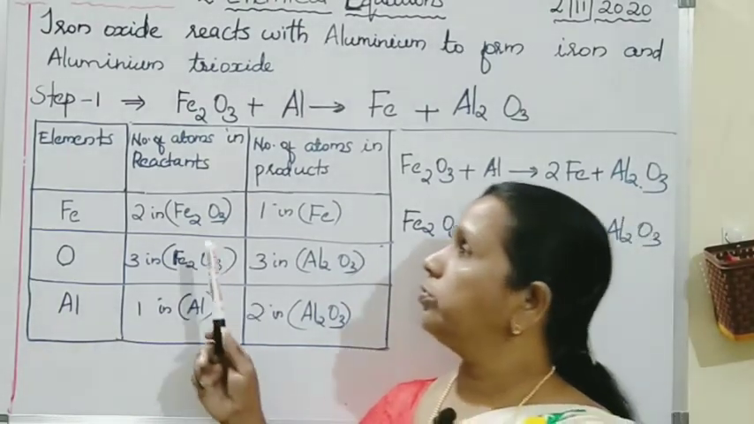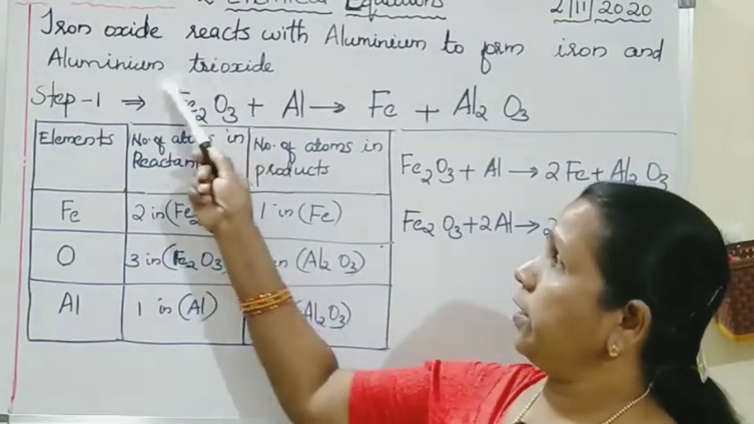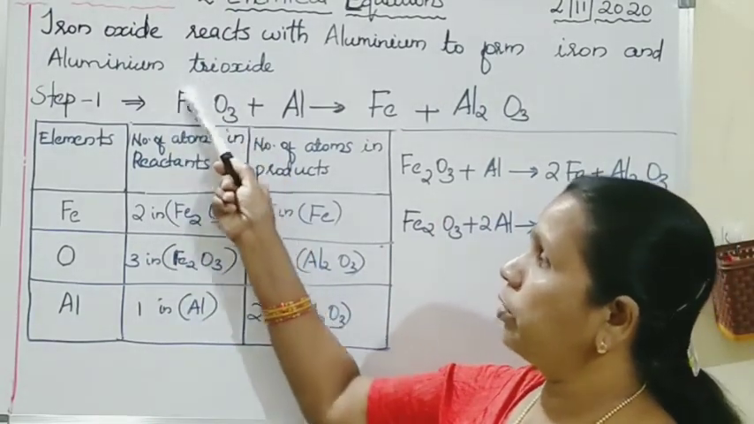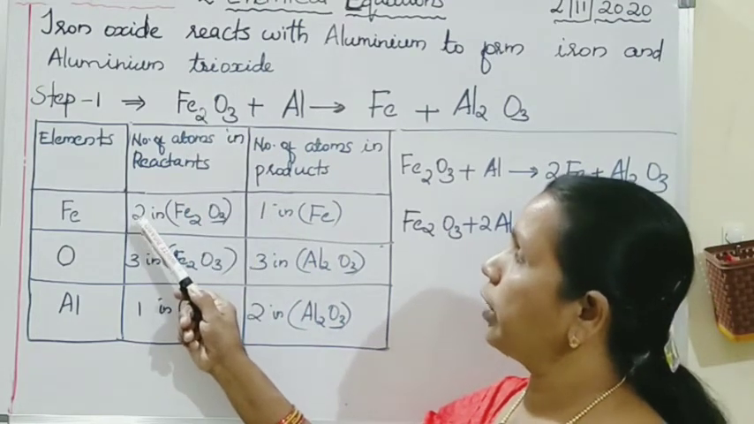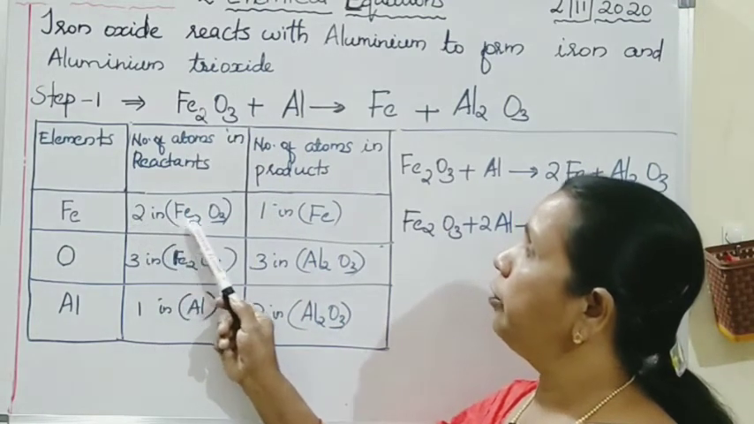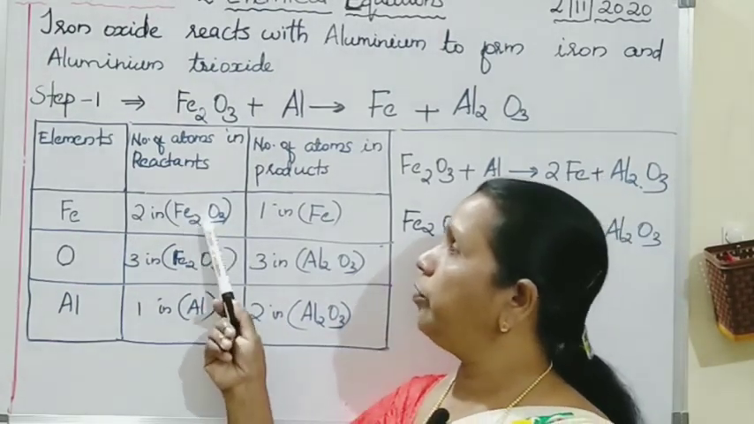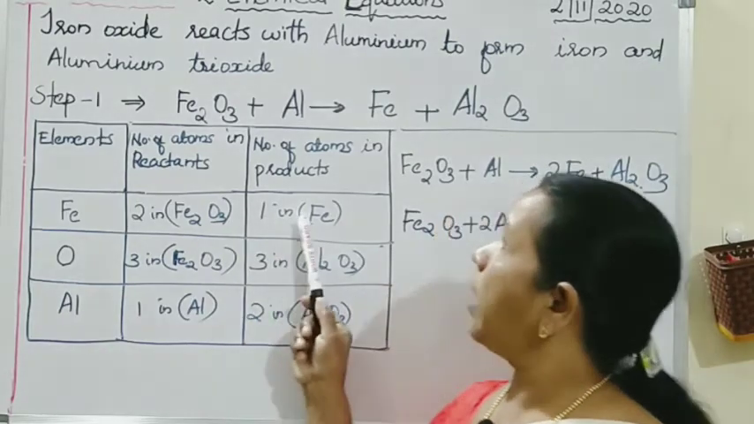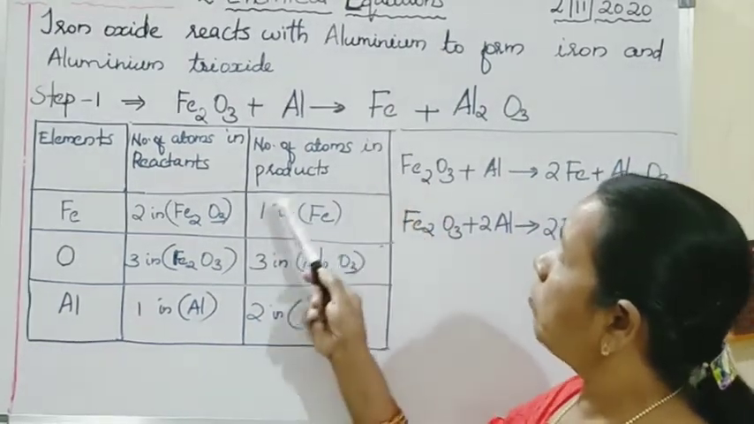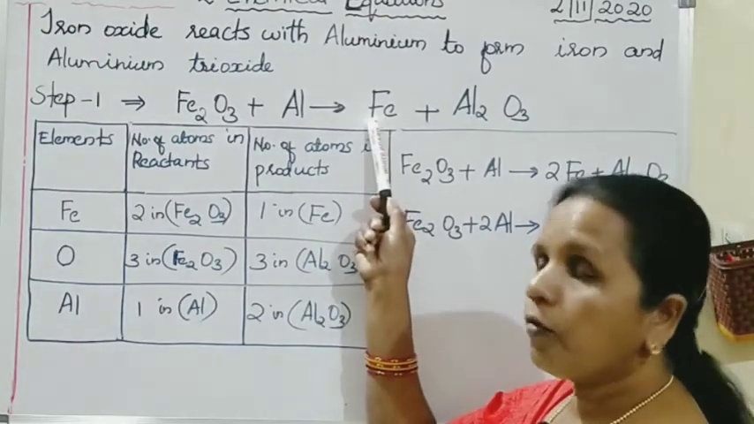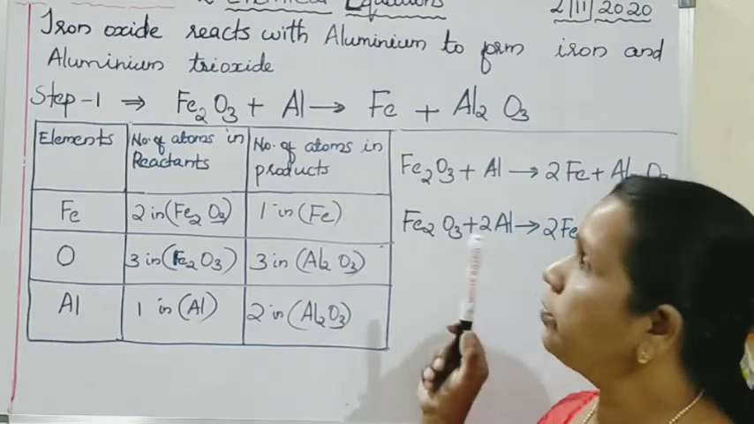Then how do we compare the atoms? Number of atoms on the reactant side. First reactant is Fe2O3. How many Fe atoms are there? 2 atoms, therefore I wrote 2. 2 iron atoms are there in Fe2O3. Next, on the product side, only one iron atom is there, so 1 in Fe.